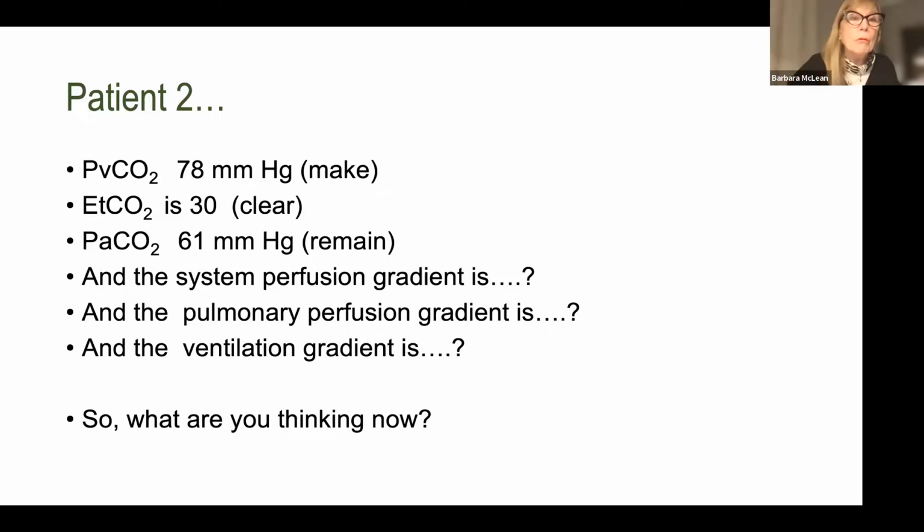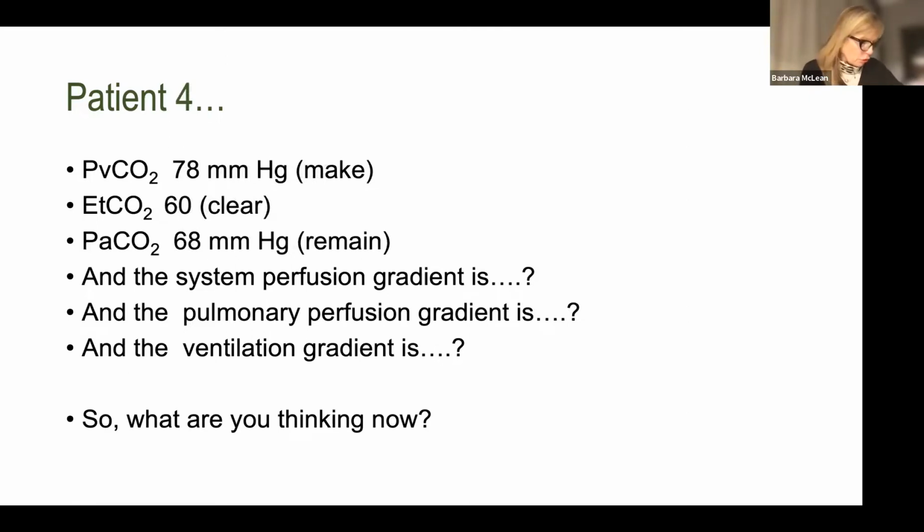But what I want you to remember is everything here is really clear. This is not ventilation. This is perfusion. Perfusion in the system from venous to arterial, and perfusion in the pulmonary vault by looking at the PA to the end tidal CO2. So significant and important in terms of the way we look at our patients.